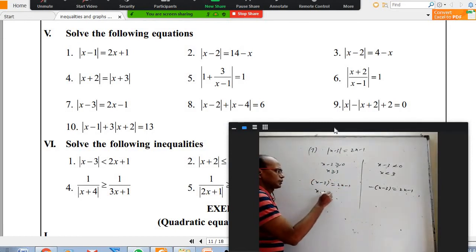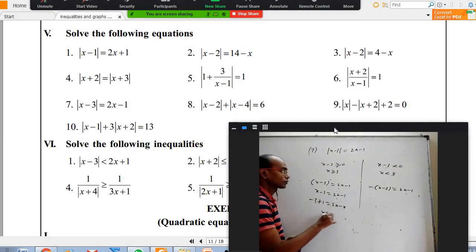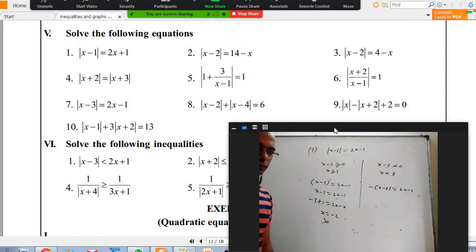So x minus 3 is equal to 2x minus 1. Send x here, 1 here: minus 3 plus 1 equals 2x minus x, which is x equals minus 2. But it is not okay. Why? Because minus 2 is not greater than 3. Even though we got an answer, it doesn't belong to that solution.